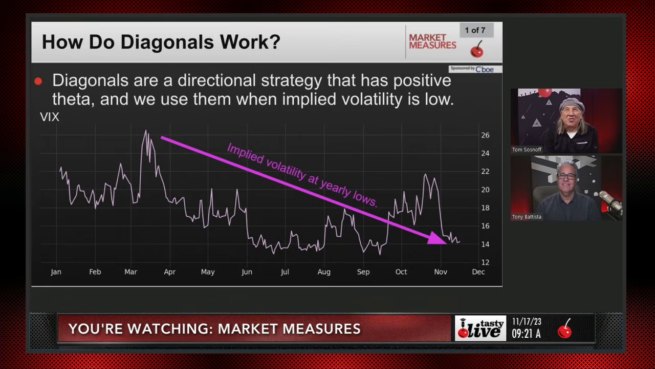Diagonals are a directional strategy that has positive theta, and we use them when implied volatility is low. So we're showing you here a graph of the VIX, right? Implied volatility right now is pretty much at or near yearly lows. This is 2023, and we're definitely not at yearly highs. We're a little bit higher than the lows, but not much. So we're right off yearly lows. It's de minimis. We're right off yearly lows.